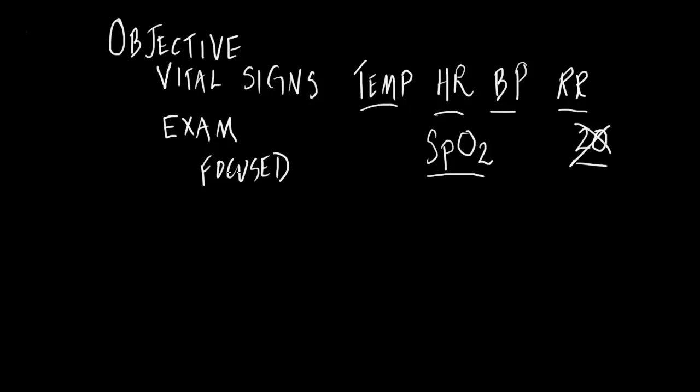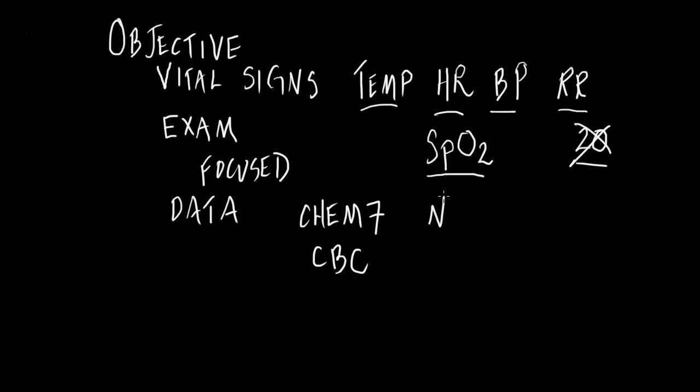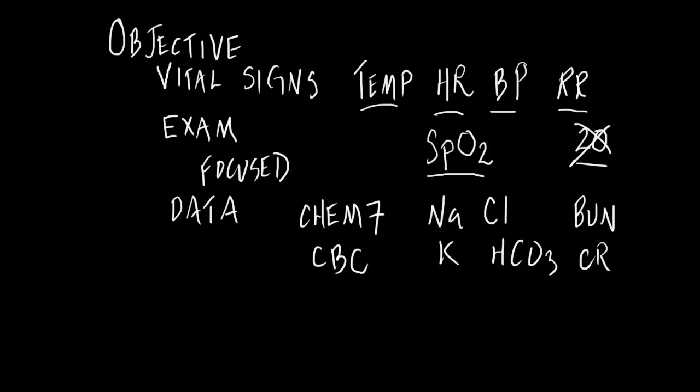In addition to the objective vital signs and exam, we also have the data. And the data is something that you will find is extremely important, especially in modern medicine. And the data will include the Chem7 and also the CBC. The Chem7 is documented as such, with the sodium, potassium, chloride, bicarb, BUN, creatinine, and glucose in what we call the fishbone. Okay?